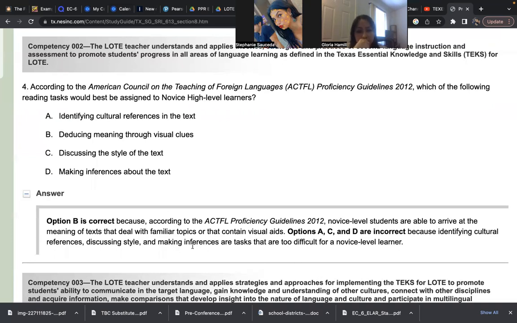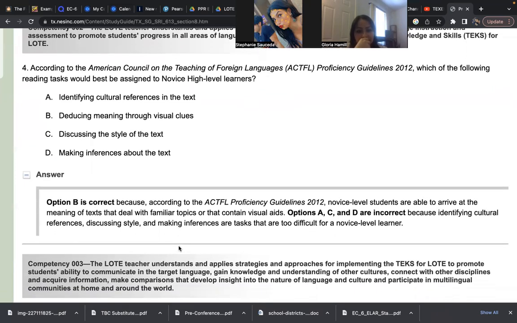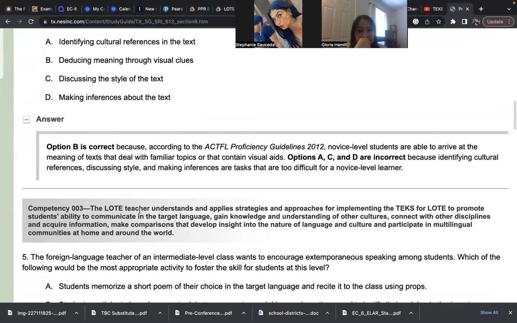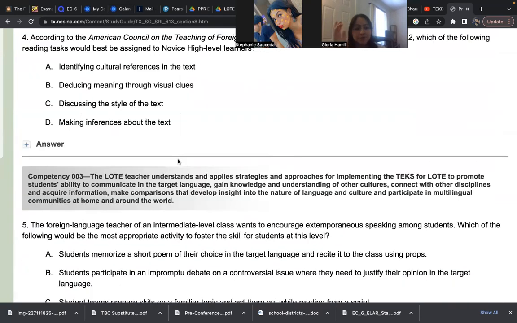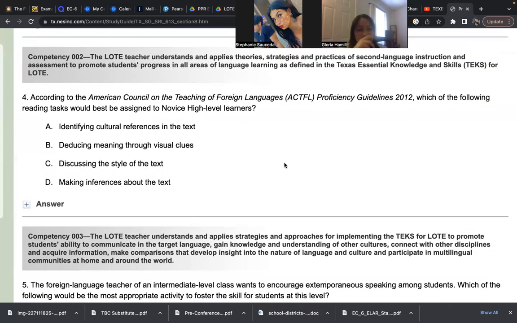And for making inferences, they probably have to be at like the advanced level to be able to do that, and also discuss style, I think. I got stuck on the cultural one, but yeah, it makes sense now. And you won't get it wrong next time. If you get a question like this, you'll already know to utilize visual clues, especially with our beginners, our novice. Lots of practice listening and speaking, talking to each other. Let's write about it, talk about it, and then talk about it some more.